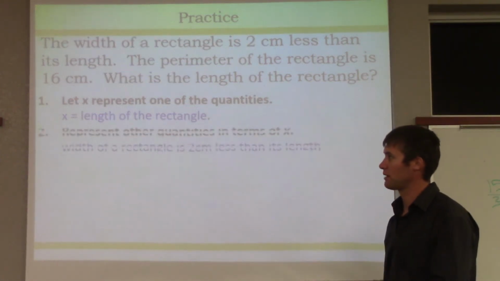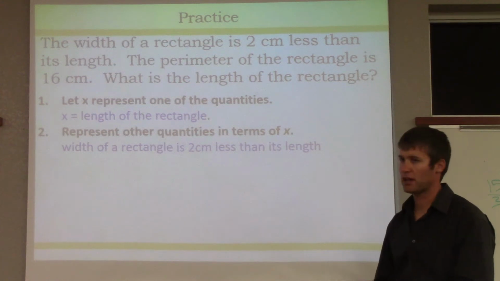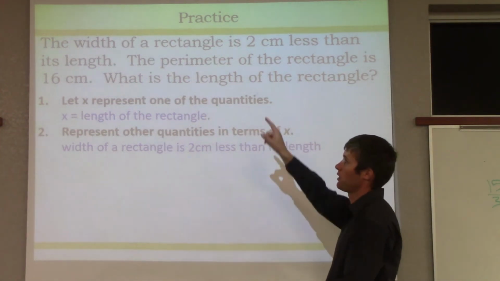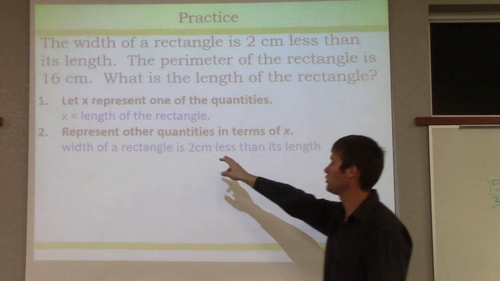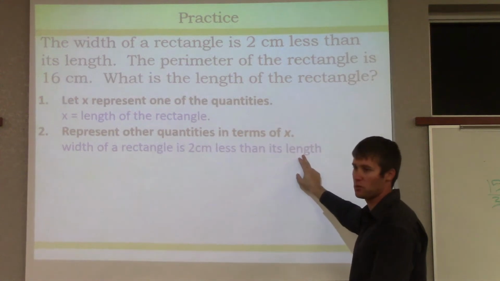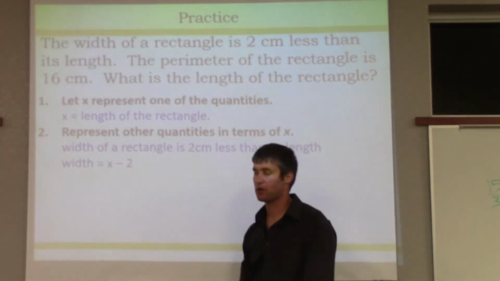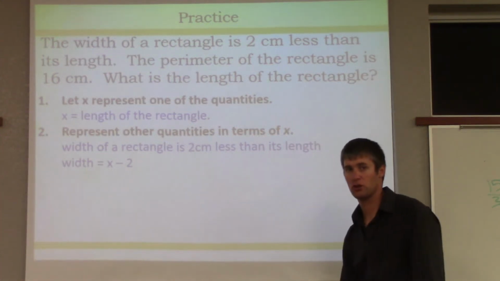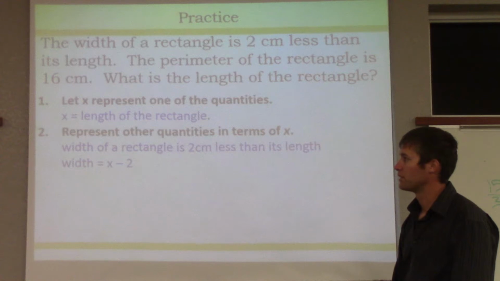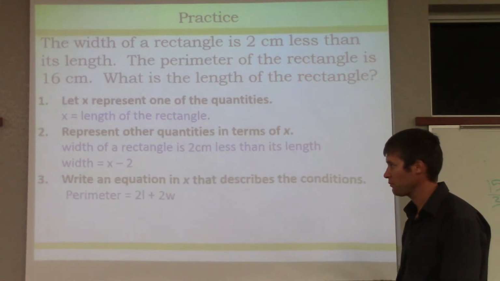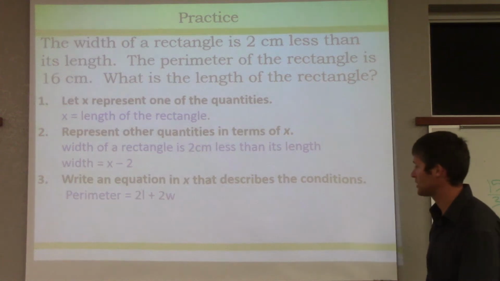Step number 2 is represent the quantities in terms of x. So x is the length. What we also talk about is the width. The width of the rectangle is 2 centimeters less than its length. So we'd say the width equals x minus 2, just what we went off that chart. Step number 3, write an equation in x that describes the conditions.